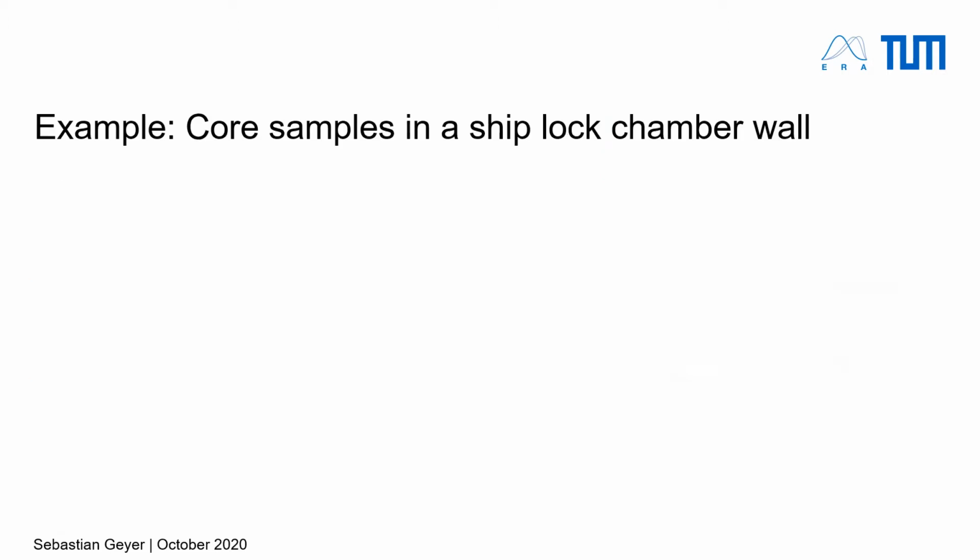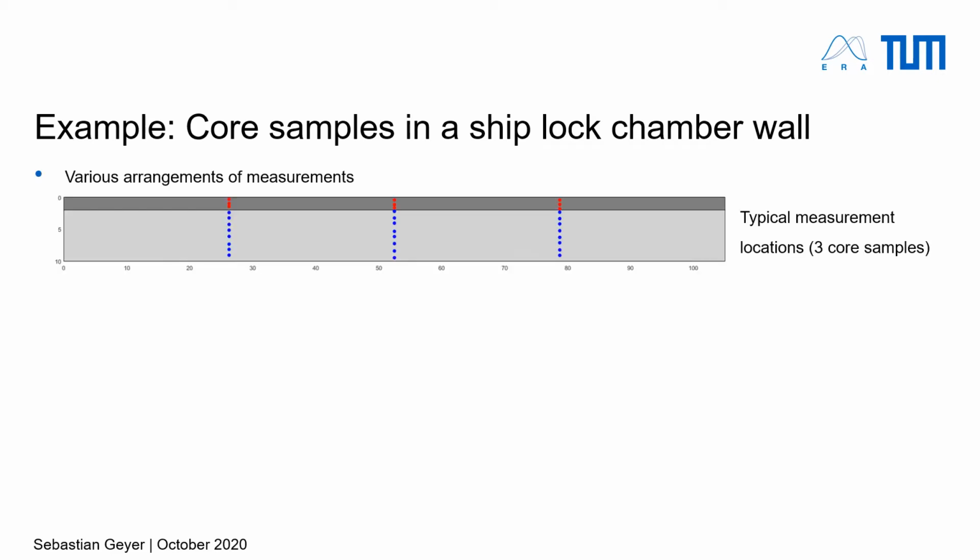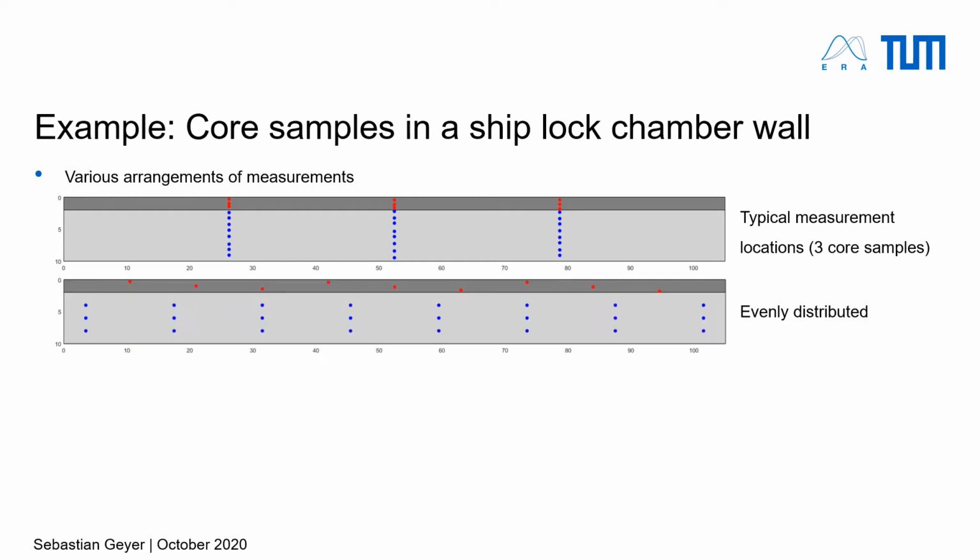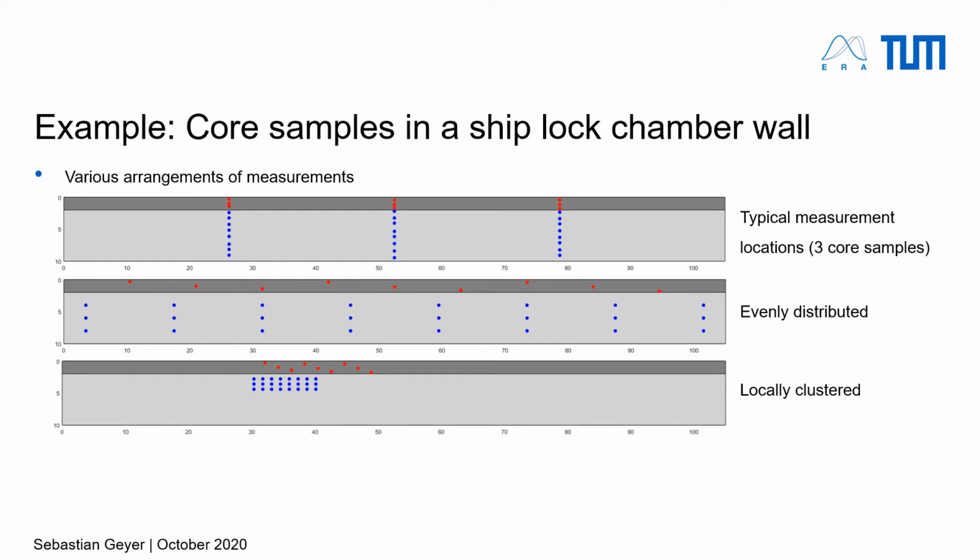Let's take a look at the example of a ship block chamber wall where we have various arrangements of measurement locations. In the first case, we have 3 core samples in the chamber wall, and each core sample provides a number of measurements. These measurements could be, for example, the concrete compressive strength. The second arrangement is when we have evenly distributed the measurement points all over the ship block chamber wall. And in the third case, we have a local clustering of all data points.